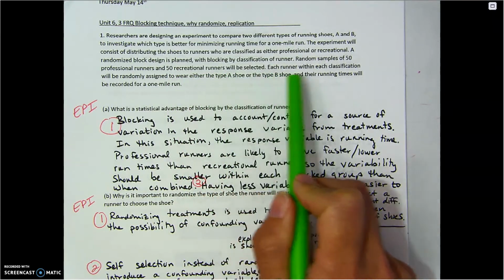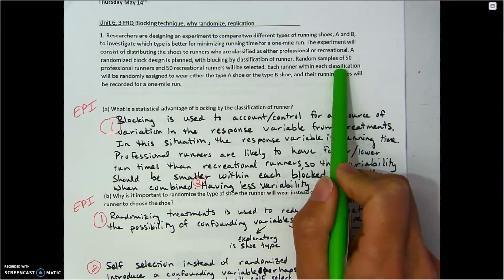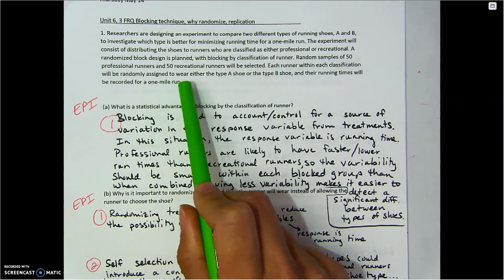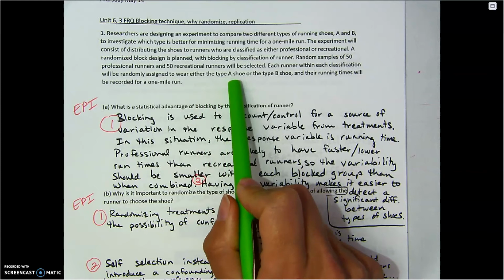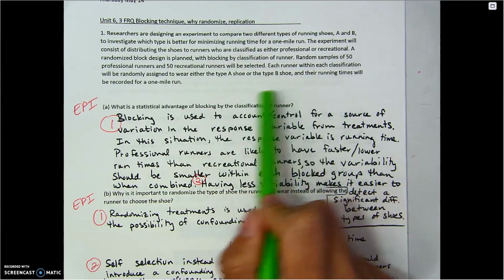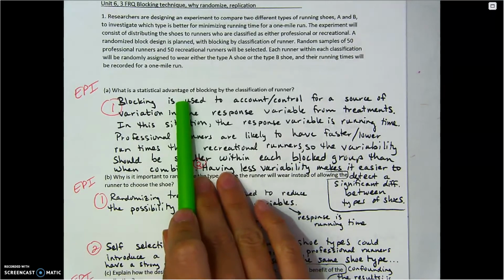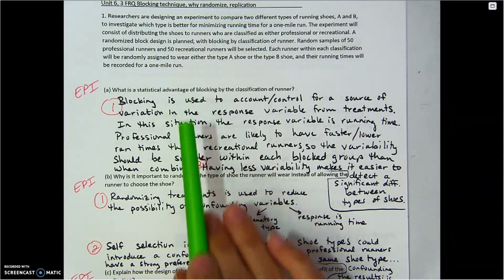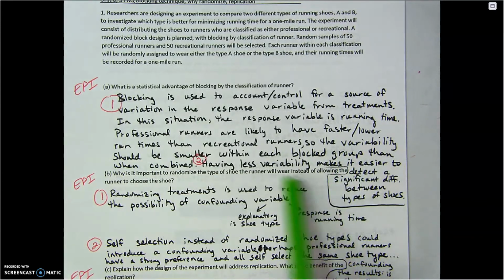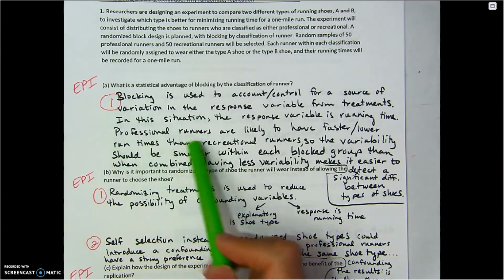Each runner within each classification, right, that's the block, will be randomly assigned to wear either type A or type B shoe, and their running times will be recorded for a 1-mile run. What is a statistical advantage to blocking? All right, I ran out of room on this one. They're looking for two things.